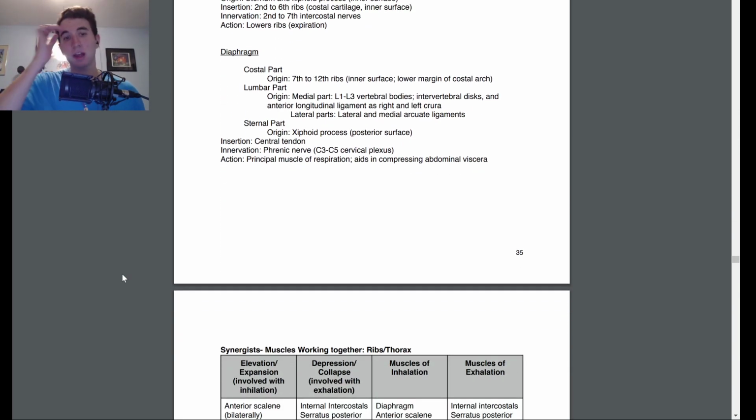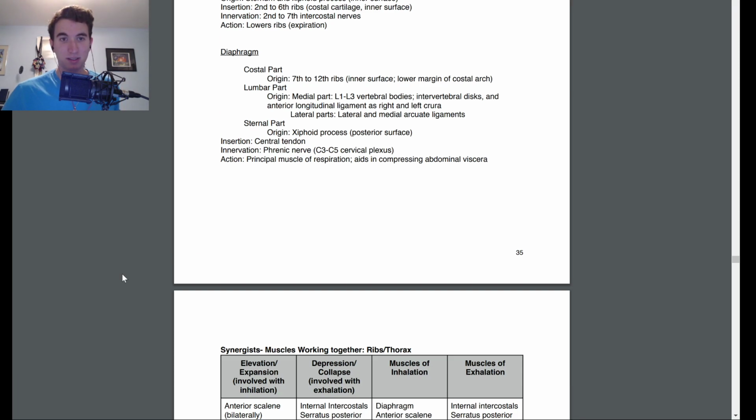Then we have the diaphragm. Everyone knows the diaphragm. So the costal part originates at the 7th to 12th ribs, the inner surface, lower margin of costal arch. The lumbar part, the origin comes from the medial part of L1 to L3 vertebral bodies, intervertebral discs, and anterior longitudinal ligament as right and left crura.